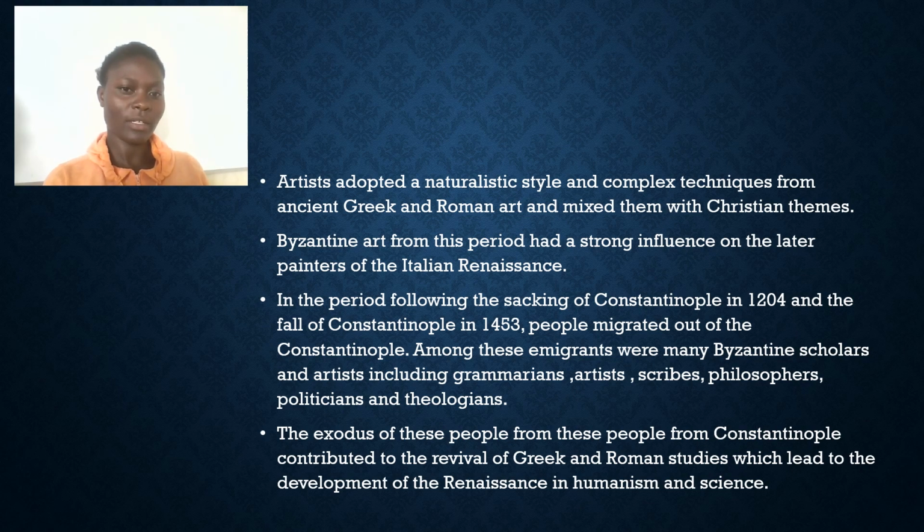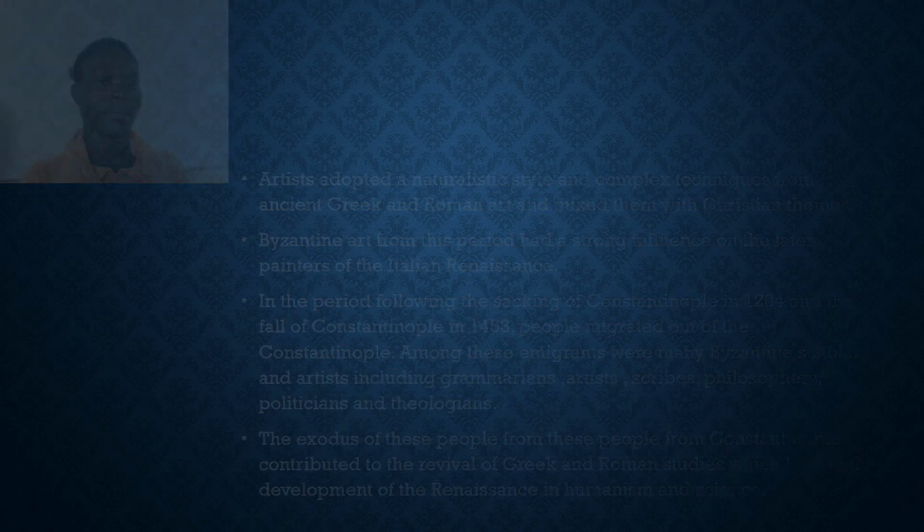In the period following the sacking of Constantinople in 1204, and the fall of Constantinople in 1453, the people migrated out of Constantinople. Among these immigrants were many Byzantine scholars and artists, including grammarians, artists, scribes, philosophers, politicians, and theologians. The exodus of these people from Constantinople contributed to a revival of Greek and Roman studies, which led to the development of Renaissance humanism and science.